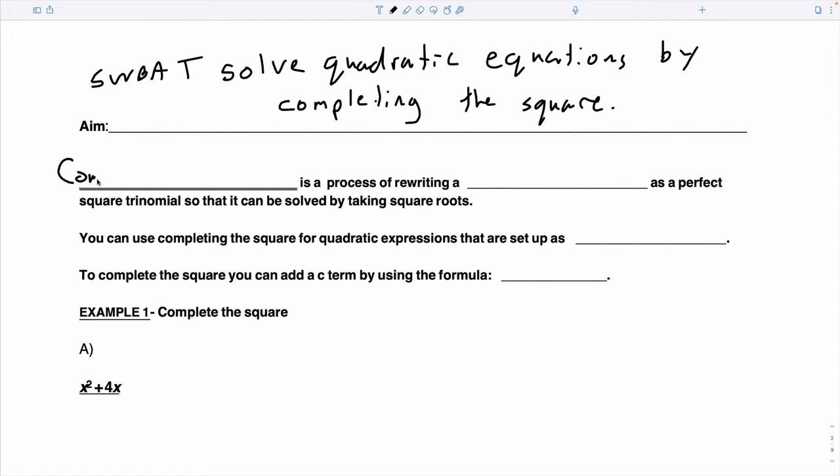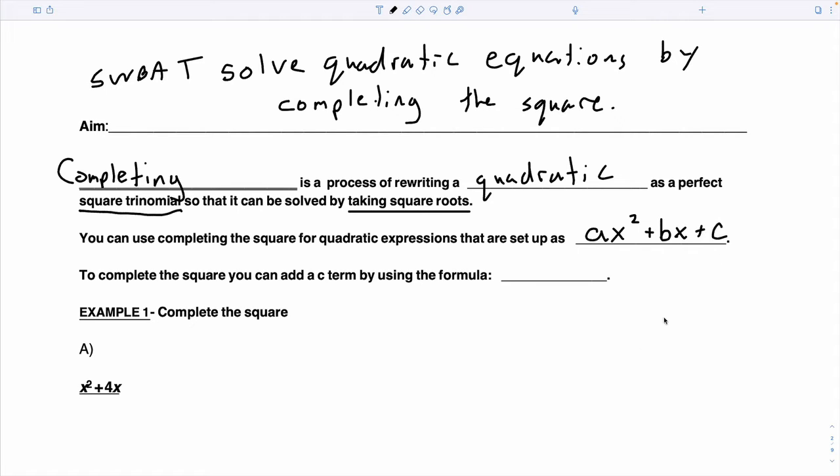Completing the square is a process of rewriting a quadratic as a perfect square trinomial, so it can be solved by taking the square roots, the same method we did yesterday and the day before and on the warm-up, but there's a trick to get it to that point. You can use completing the square for quadratic expressions that are set up as ax squared plus bx plus c.